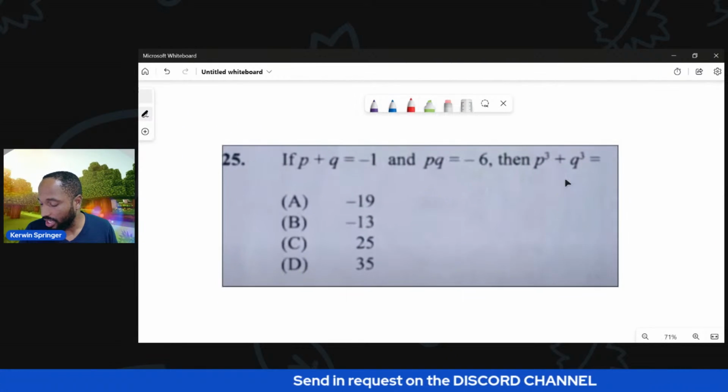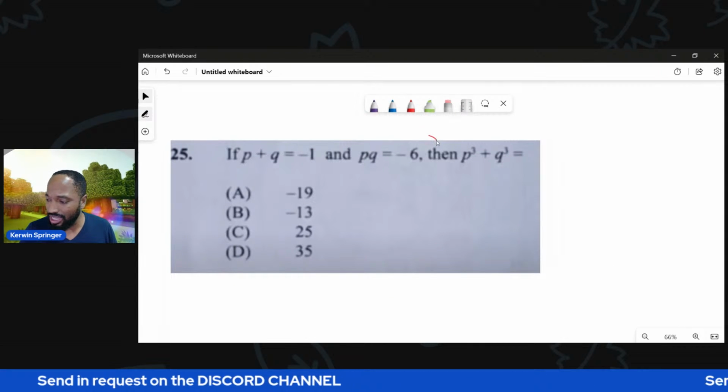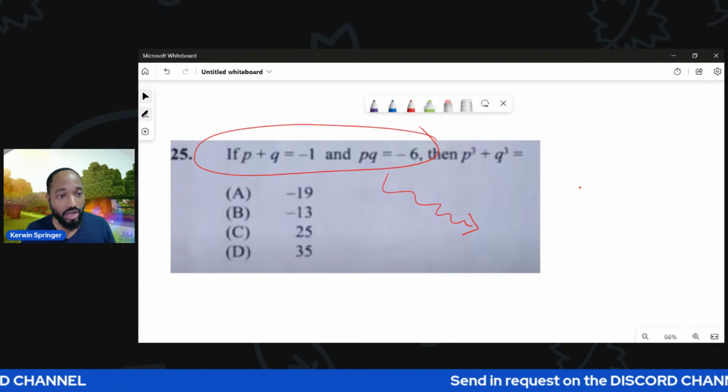If p plus q is equal to negative 1 and p by q is equal to negative 6, then so this question throws people off, but you do this all the time. Anybody here can solve a quadratic equation?